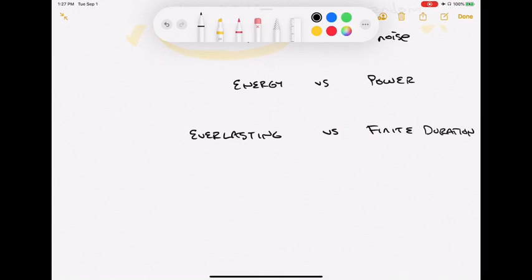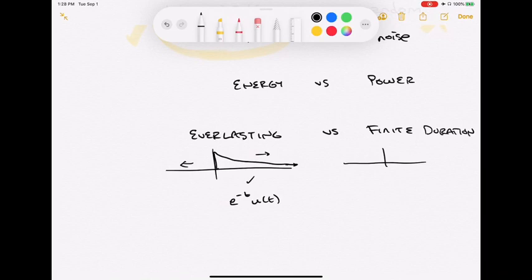What would an everlasting signal be? An everlasting signal might be something like this. It might be a decaying exponential that starts at 0. It doesn't go everlasting to the left, but it does go everlasting to the right. There's not a fixed bound on both its left-hand side and its right-hand side. It goes out to infinity, even if it asymptotically heads to 0. This would be considered an everlasting signal. Mathematically, I could write that as something like e to the minus t u of t. A finite duration signal is exactly like it sounds. The finite duration indicates a duration in the independent variable support, or where it's defined non-zero, over a finite interval.